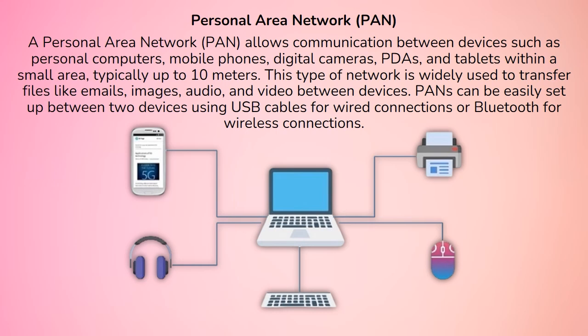Personal Area Network (PAN). A personal area network (PAN) allows communication between devices such as personal computers, mobile phones, digital cameras, PDAs, and tablets within a small area, typically up to 10 meters. This type of network is widely used to transfer files like emails, images, audio, and video between devices. PANs can be easily set up between two devices using USB cables for wired connections or Bluetooth for wireless connections.